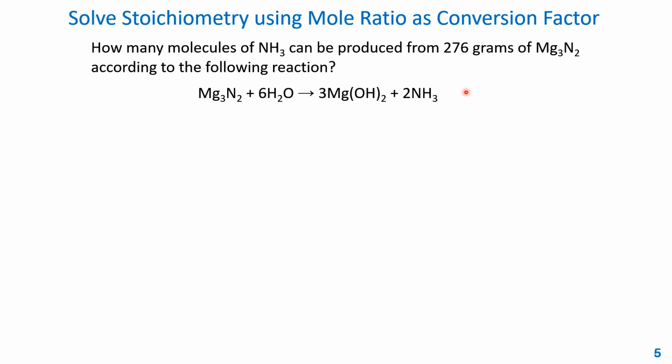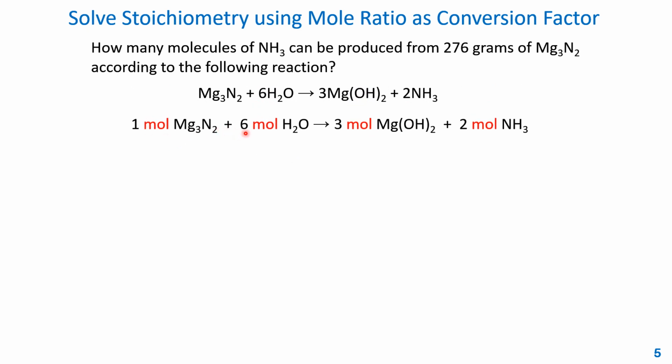Okay, and since this given condition is the mass of the magnesium nitride, we actually need to convert this mass to moles first before we can use the mole ratio, the first method. The question asks for the molecules of ammonia, so we need to calculate moles of ammonia first and then convert to molecules. So again, we have this balanced equation, and the coefficient is the mole ratio. If you don't see any number, that's 1.